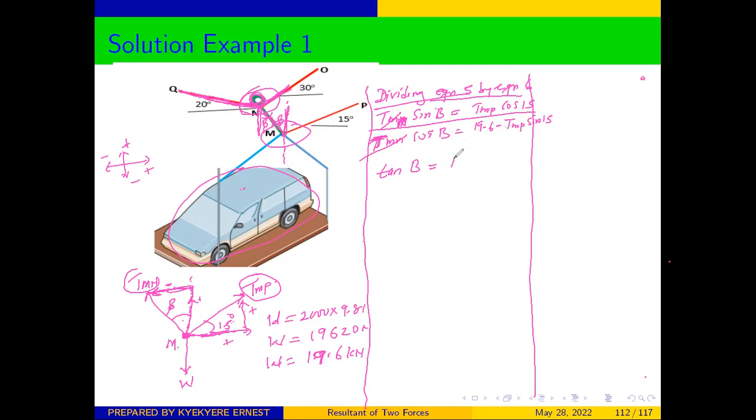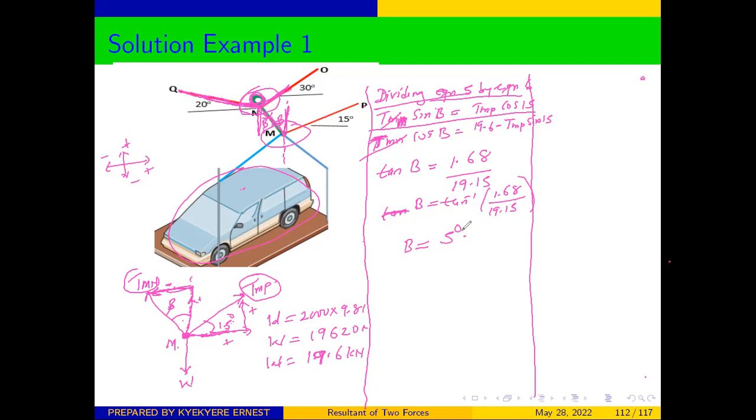it's going to leave us with 1.68 over 19.15. And from there, beta is equal to the tan inverse of 1.68 over 19.15. And from there, beta will be equal to 5 degrees.